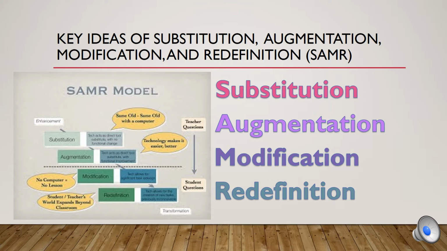The next stage of the SAMR model is augmentation. Augmentation is when computer technology offers an effective tool to perform common tasks. In this stage, you see a transformation of students taking a quiz online compared to using pencil and paper.